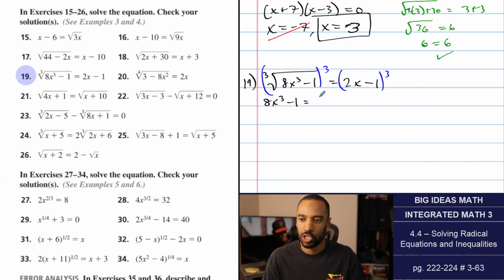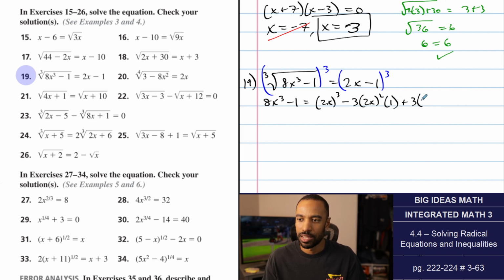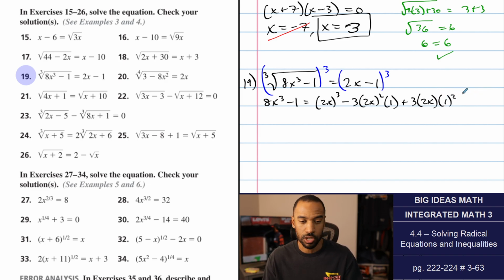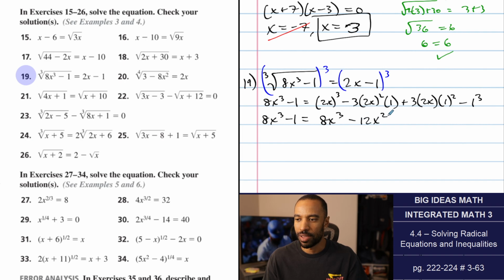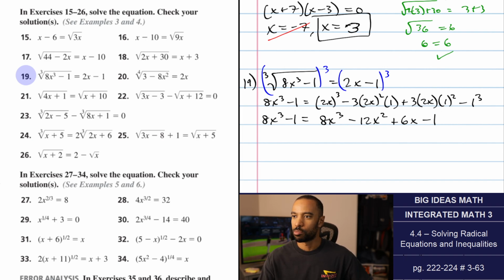So 2x minus 1 cubed starts with 2x cubed, and then there's minus 3 times 2x squared times 1, plus 3 times 2x to the first times 1 squared. This is actually more work than I'll write in a future problem that we cube like this. Minus 1 cubed. So 8x cubed minus 1 equals, I got an 8x cubed here. This is minus 2 squared is 4 times that is 12, minus 12x squared plus 6x minus 1. Subtract 8x cubed. Those are actually gone, which is good for us.